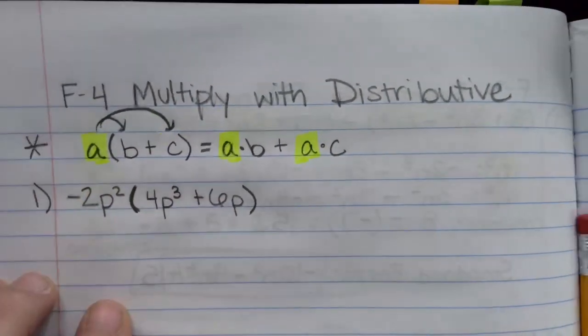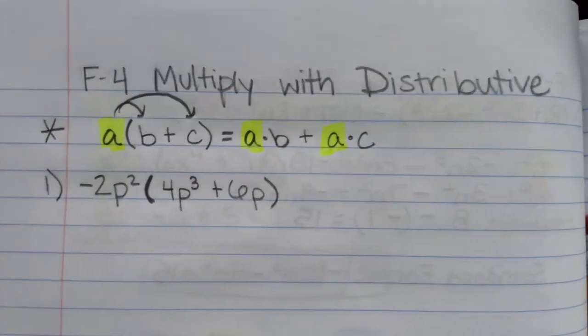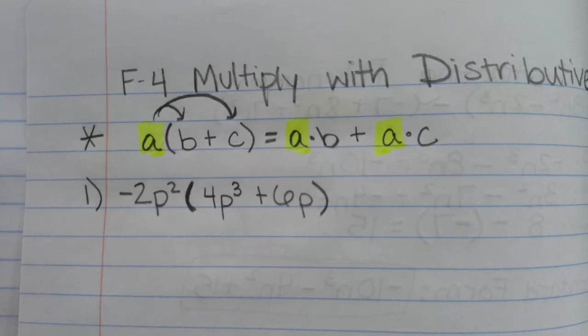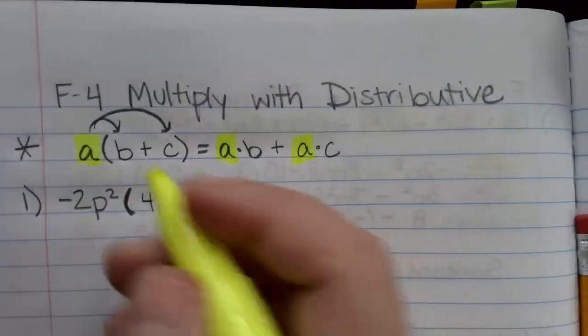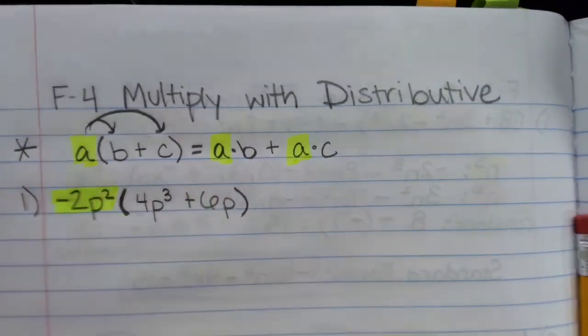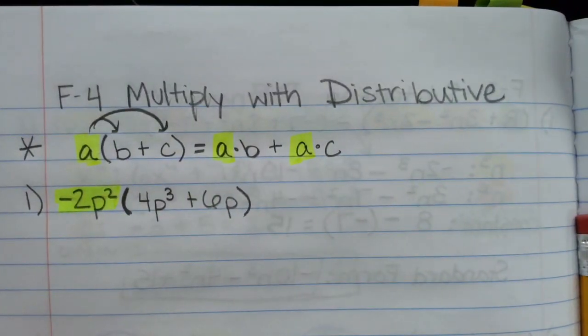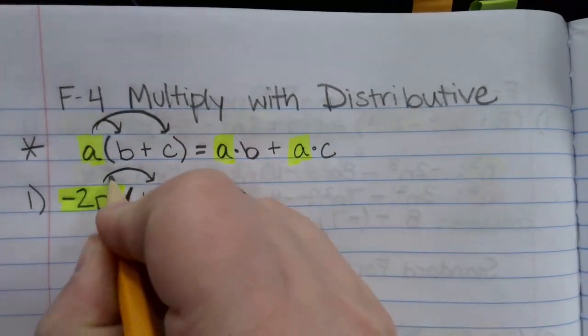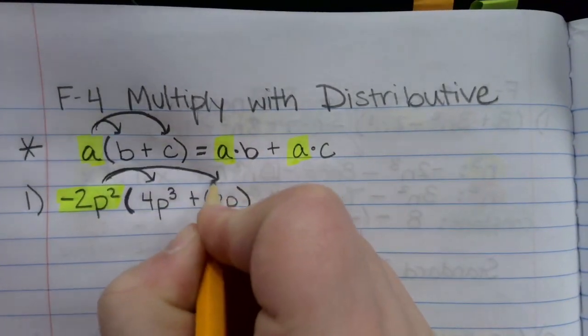Good. So which part am I going to distribute? The negative 2, the p squared, 4p to the third, 6p? We're going to do the whole outside part, that whole negative 2p squared. That whole monomial is going to go pew, pew.